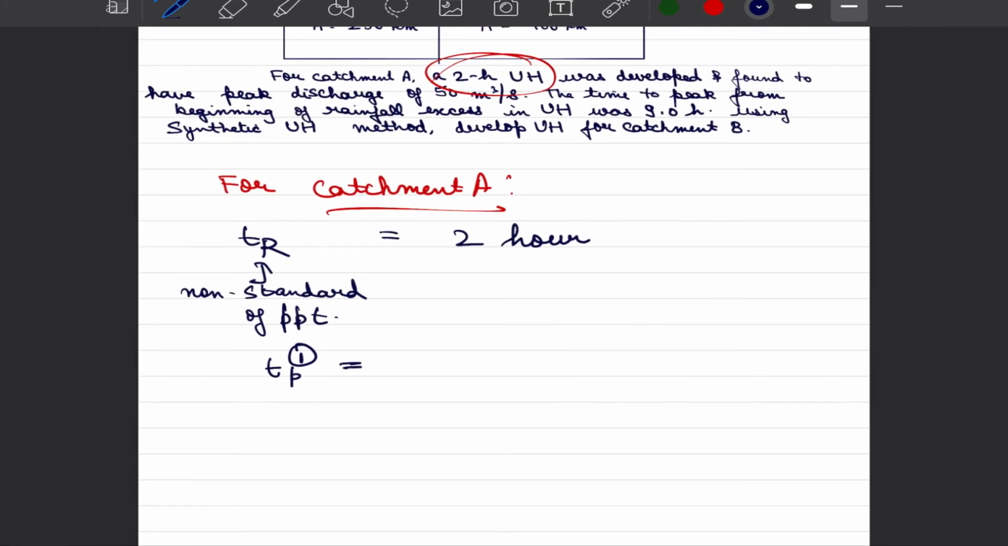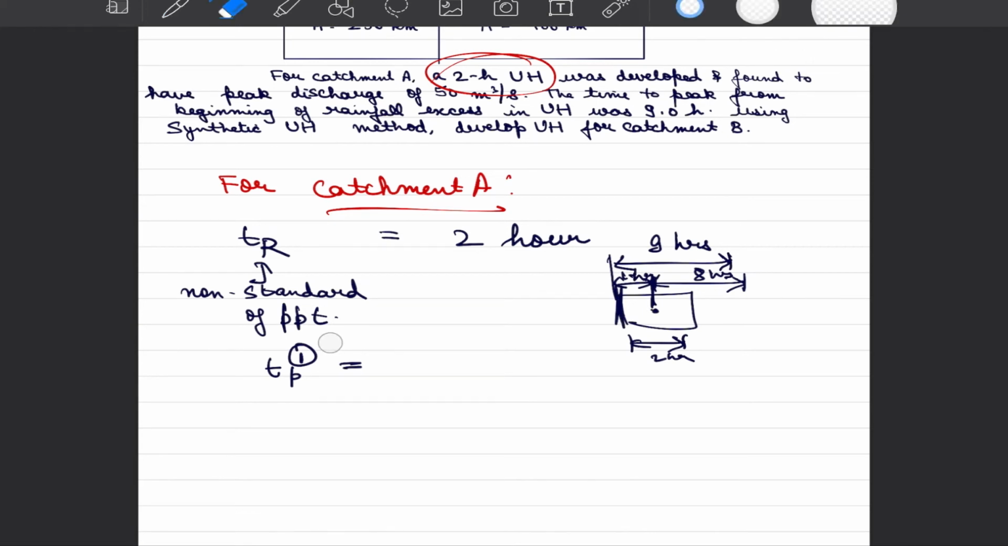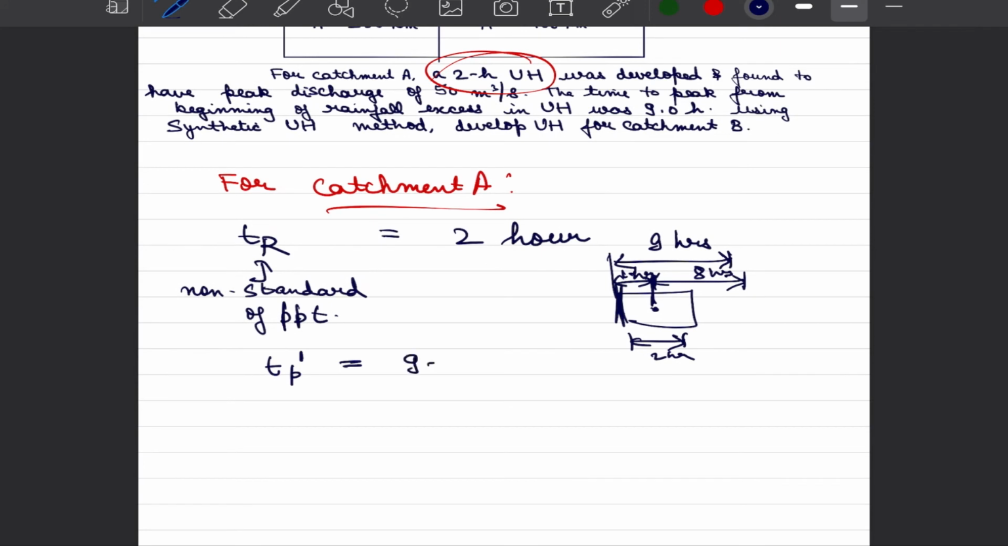Wherever we are dealing with non-standard units, we will use a dash to distinguish it from the standard measurements proposed by Snyder. Now, if you recall, TP dash is the distance from the centroid of that precipitation. So if this event is for 2 hours, the distance TP dash would be from the centroid, and the total distance from the origin is given to be 9 hours. That means if this duration is 2 hours, we are left with 8 hours here, because this would be 1 hour from the centroid to the origin. So the TP dash in this case is known to us as 9 minus 1 equal to 8 hours.